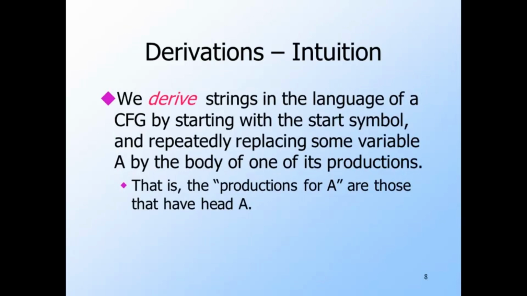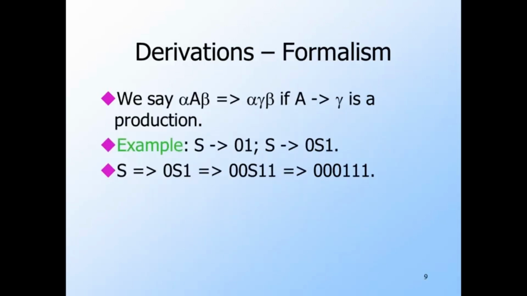At each step, we find a variable to replace, say A. The productions for A, or the A productions, are those that have A on the left side, that is, the head of the production. We replace this A by the right side or body of the production. We can then repeat the process as many times as we like until we are left with only terminals, at which point no replacement is possible, and we have in fact generated a string that is in the language of the grammar.